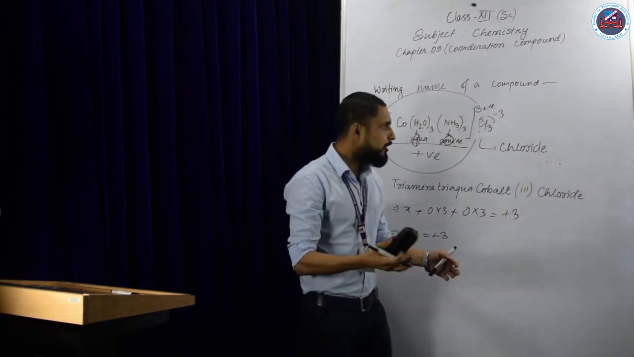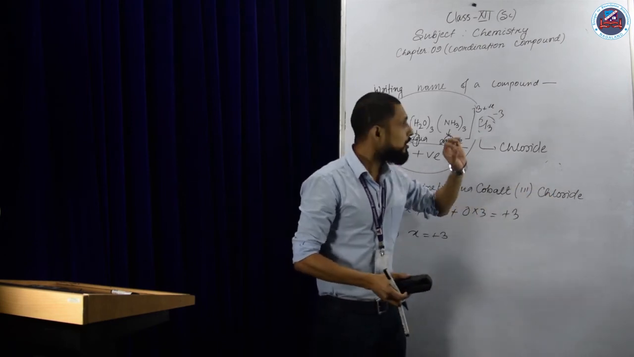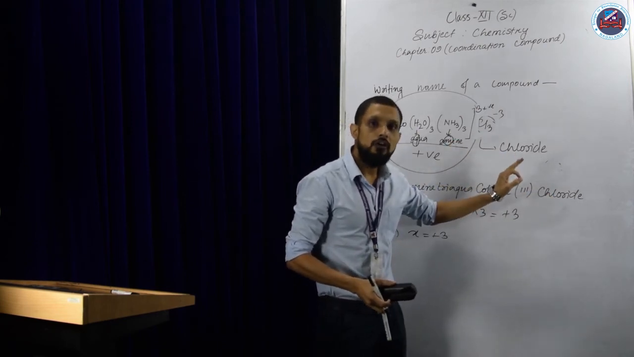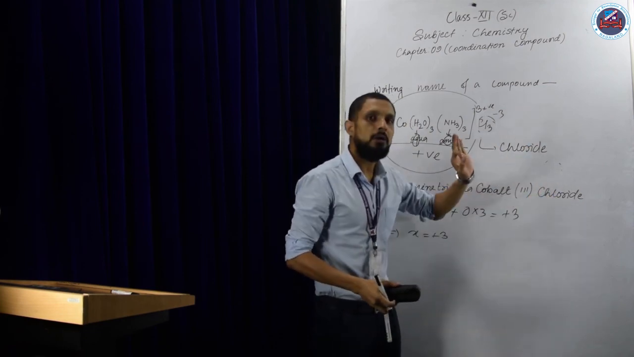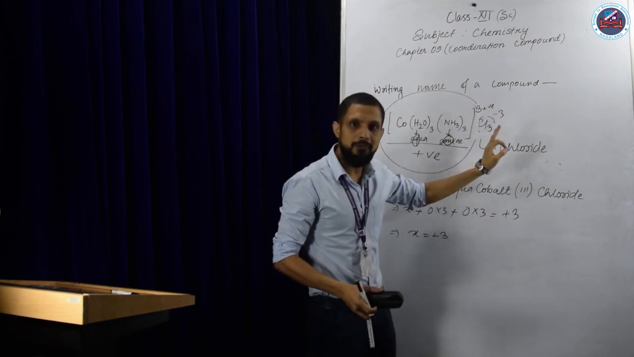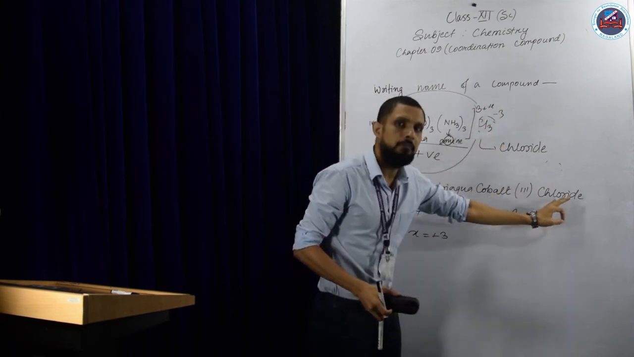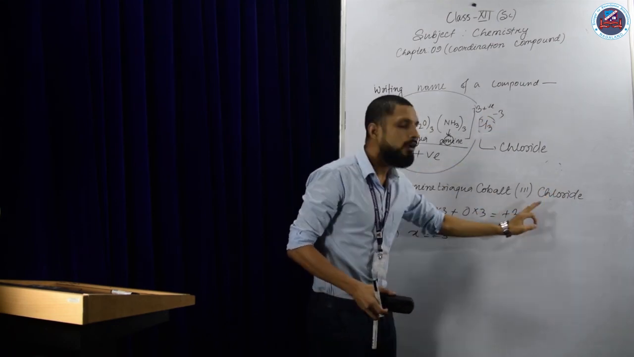As we have already discussed, we don't need to mention the number of counter ions. You just have to write the name, irrespective of the number of Cl. If it is 3, 4, 5, you don't have to mention the number. You just write the name, that is chloride. If it is Br here, it will be bromide.